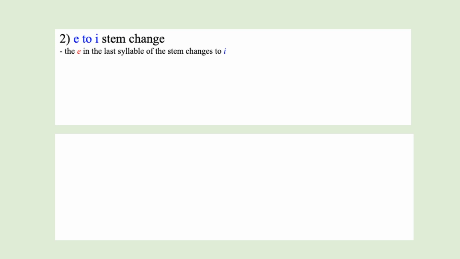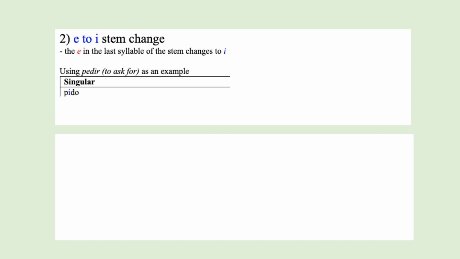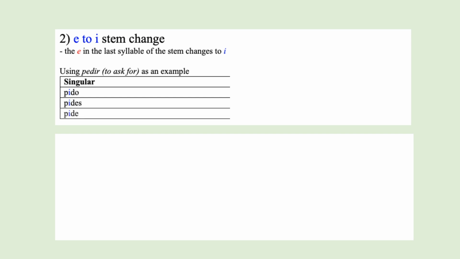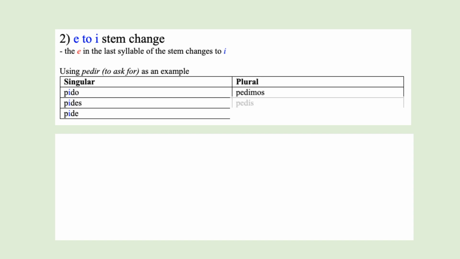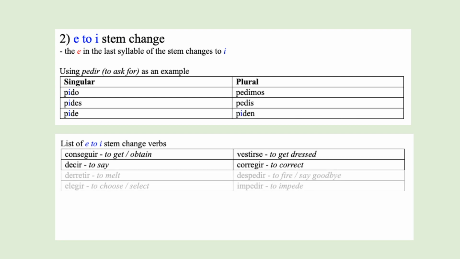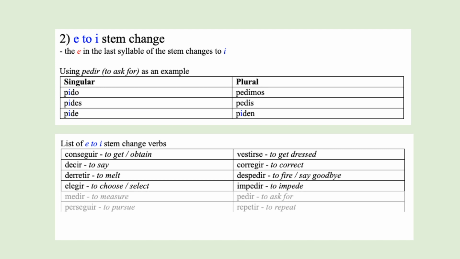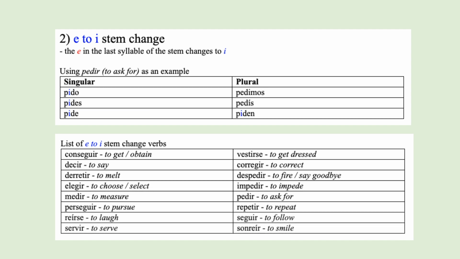Next is the E to I stem change. Using pedir as an example, the conjugations are pido, pides, pide, pedimos, pedís. No stem change for nosotros and vosotros, and piden. Here's a list of E to I stem change verbs. They all follow the same conjugational pattern in the present tense.